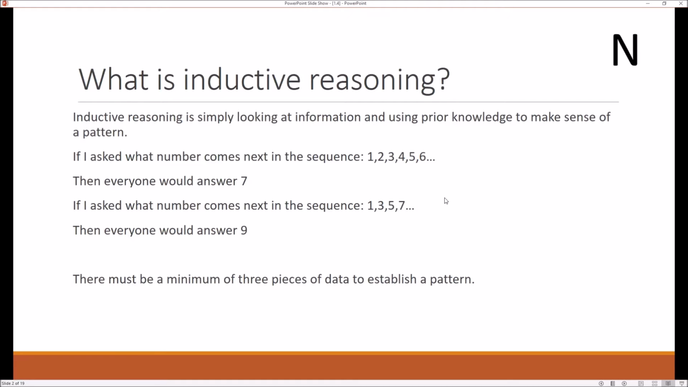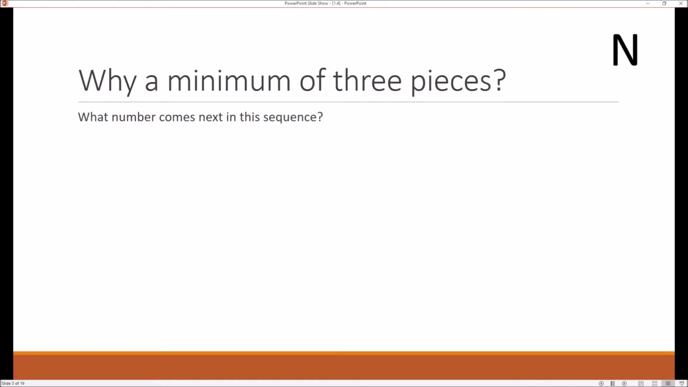This is the most important part for inductive reasoning. There must be a minimum of 3 pieces of data to establish a pattern. If you're only given 1 or 2 pieces of data, you cannot establish a pattern, and I'll show you why in just a second. So what number comes next in this sequence? 1, 2, and remember we only have 2 pieces of data here. We could say 3. If you ask most people, they would probably just say 1, 2, well 3 is next.